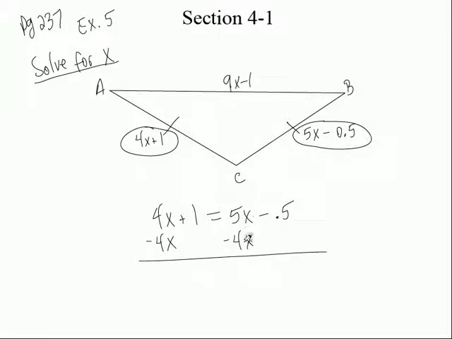If you wanted to, you could have subtracted a 5x from both sides, couldn't you? But then you'd get a negative 1x. Do you really want that? No. So I like to put it over here. So watch what happens. This cancels out, doesn't it? I got my x's on the right-hand side.